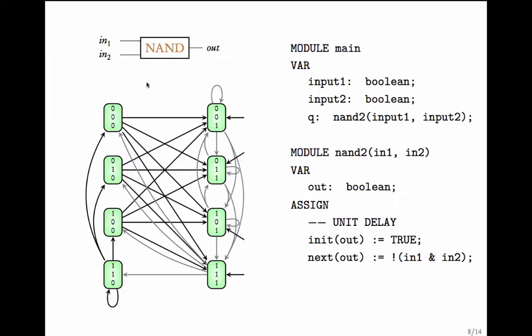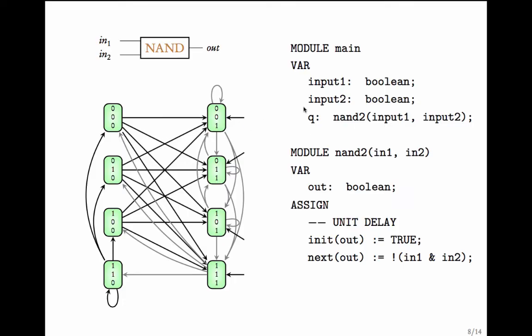We are going to define a new module with the name NAND. This is possible in NuSMV. We define a module NAND with 2 inputs, in1, in2. It has one output. Under the var block, there is a variable out which is boolean. The next value of out is given by this statement. How do we use this module in the main? In the main, you define 2 variables, input1, input2, and you can call the module NAND2 of input1, input2.